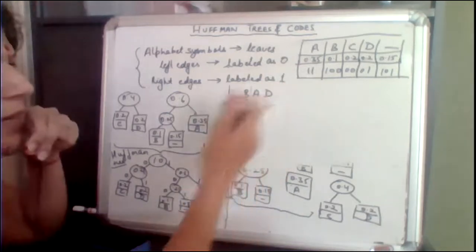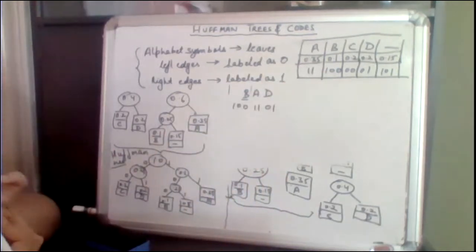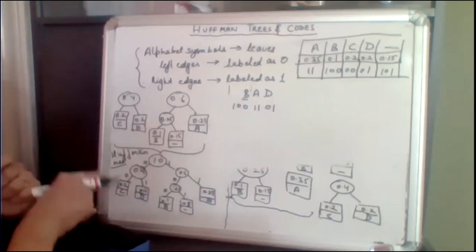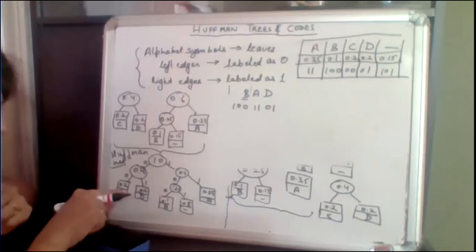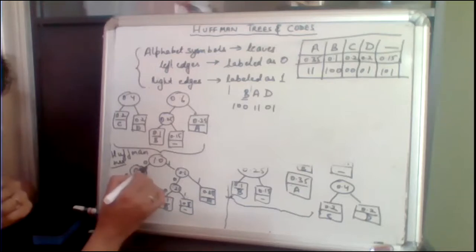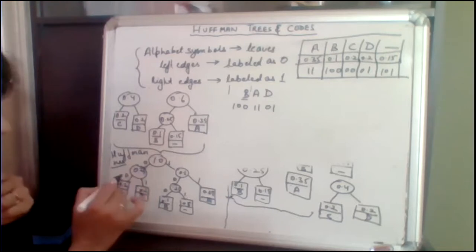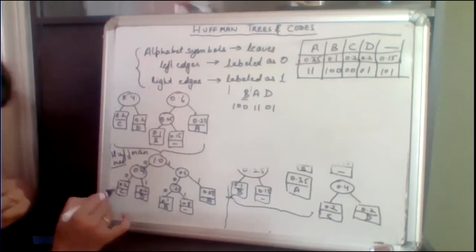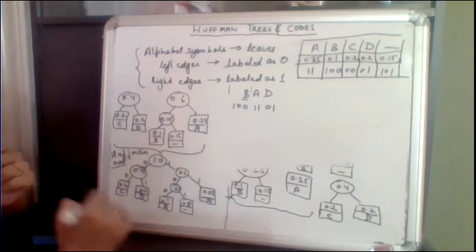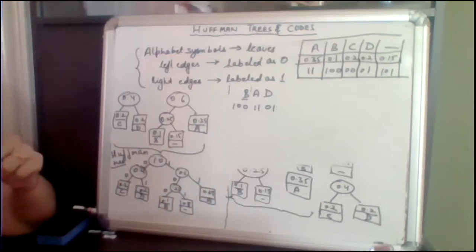Now, if you see here, none of these has a code that is a prefix of another code. Because the Huffman tree makes it possible that none of the codes is a prefix of another. So 0, if it is there, is single, it is not a prefix. It only goes till the end, and then it generates the complete code. So it is not requiring any prefix code.